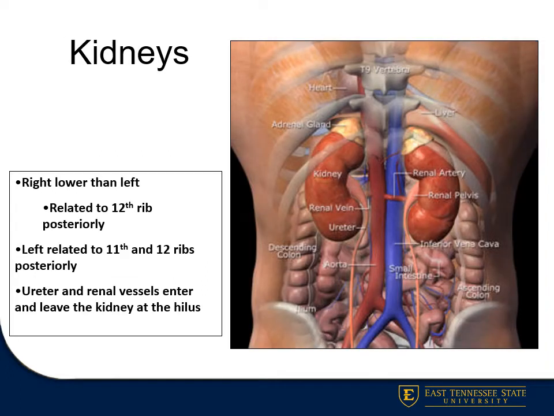Now, the kidneys are retroperitoneal organs, which I've already said. The right kidney sits slightly lower than the left kidney, and that's due to the large liver on the right side. The left kidney sits slightly higher and is related with the 11th and 12th ribs posteriorly. The renal hilum or hilus is the mid portion, the center of the kidney, where the ureter and the renal arteries and renal veins are entering and leaving the kidney.